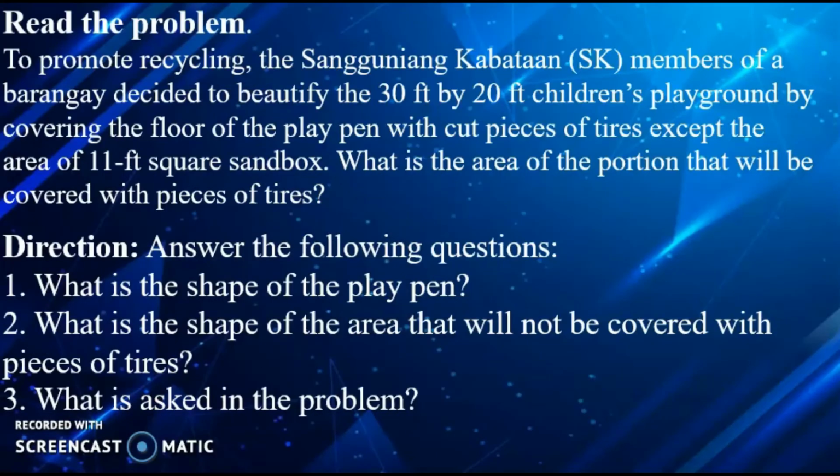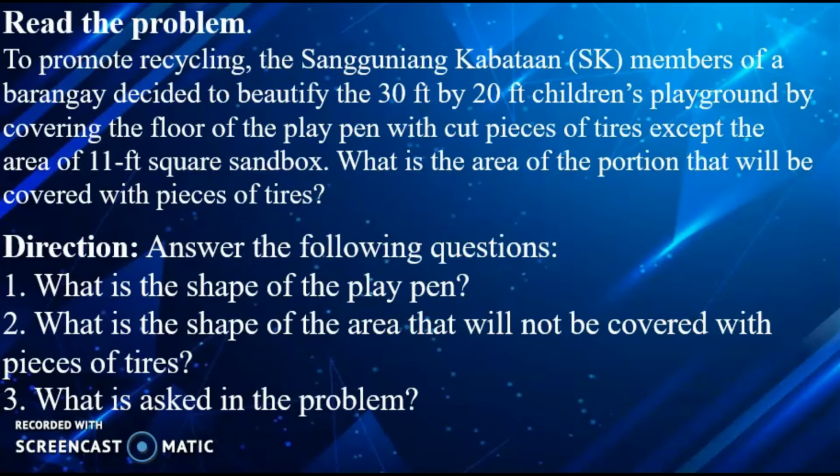So let us try to solve this problem. To promote recycling, the Sangguniang Kabataan or SK members of a barangay decided to beautify the 30 feet by 20 feet children's playground by covering the floor of the playpen with cut pieces of tires, except the area of an 11 feet square sandbox. What is the area of the portion that will be covered with pieces of tires? So let's try to answer the following questions.